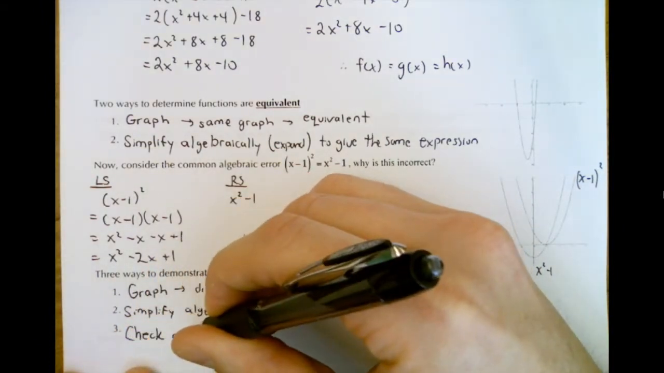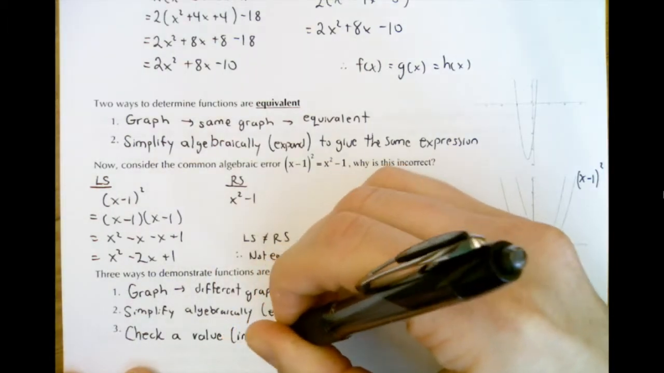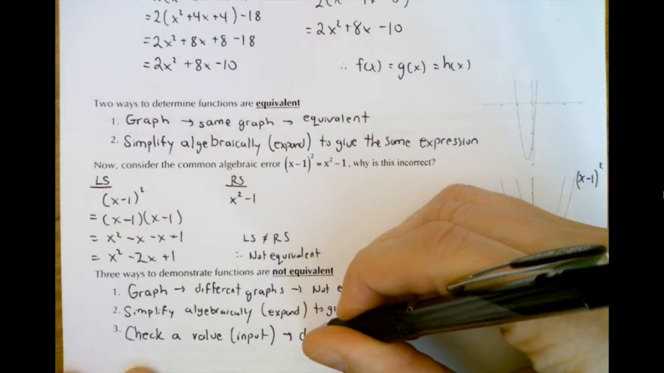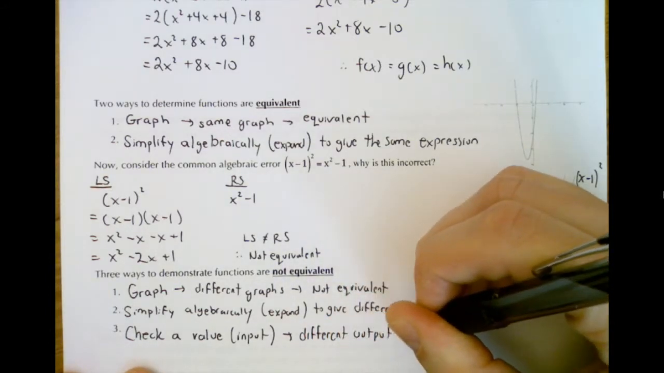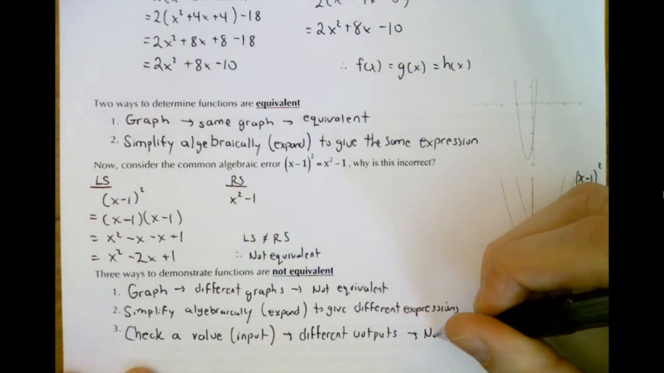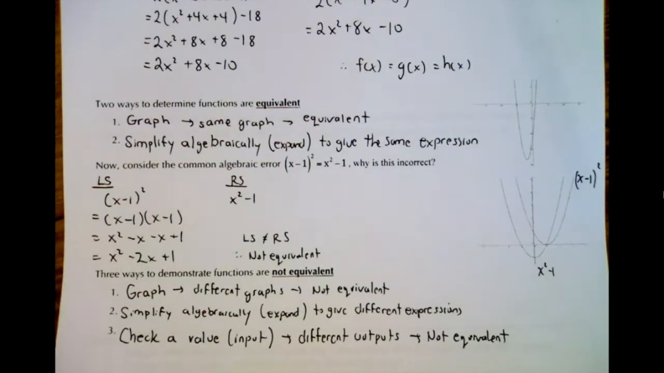check a value for the input. And if you get different outputs, it's not equivalent. And you can't use this strategy to prove equivalency, but you can use it to prove they're not equivalent.